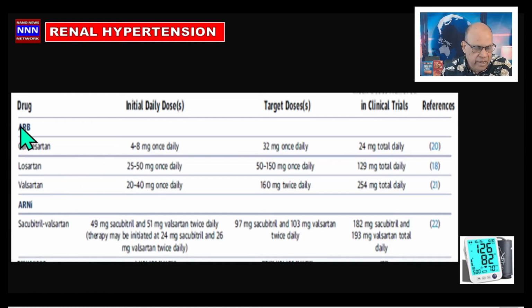And here are the ARBs and ARNIs. There's only one ARNI that's available right now, and that is the sacubitril valsartan combination. Anyway, candesartan, and it gives a maximum dose that you can use, like losartan maximum is 150 milligrams once daily, valsartan 160 milligrams. There are other ones which are also available, like telmisartan, which can be used also. Okay, so keep these things in mind, and there are a number of clinical references that are available supporting these drugs in the management of renal or renovascular hypertension.